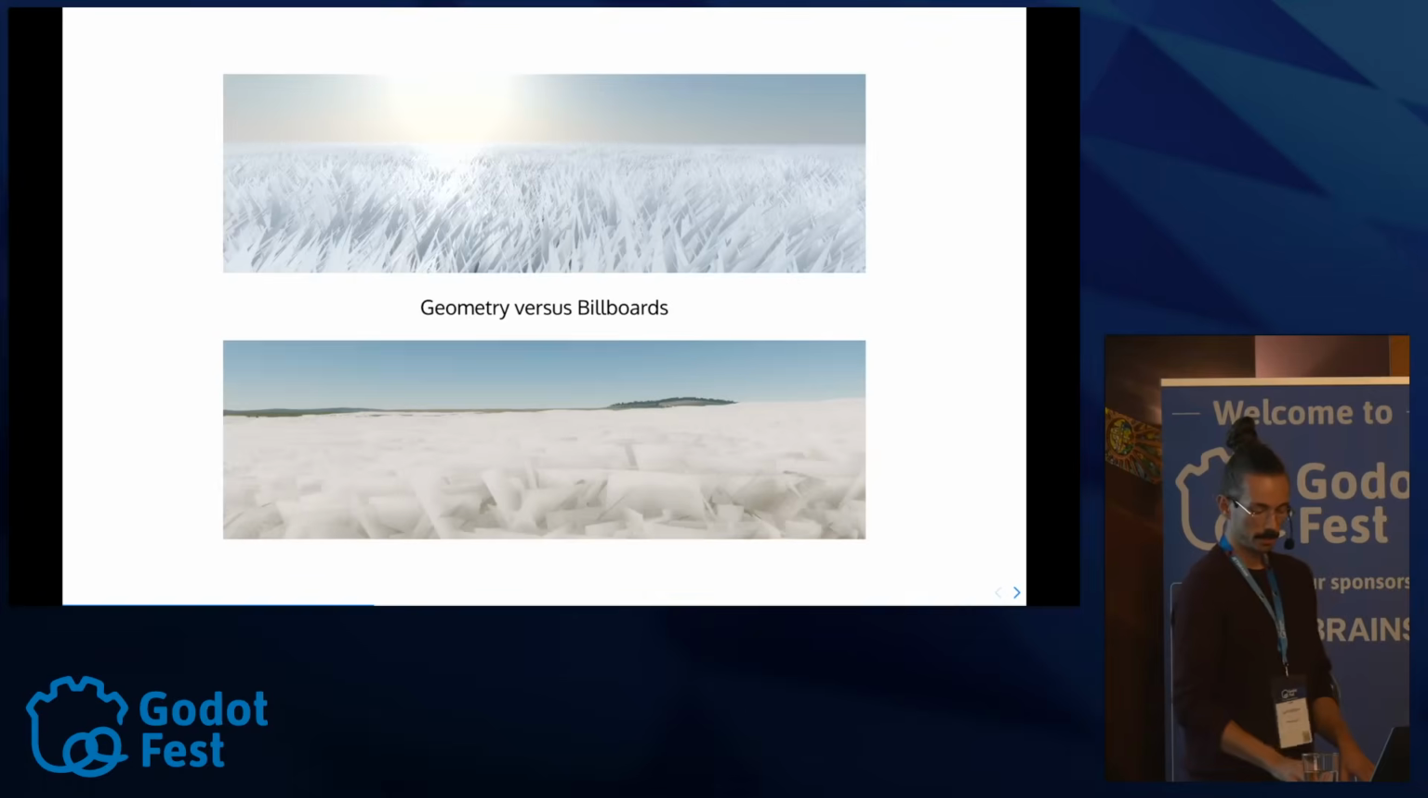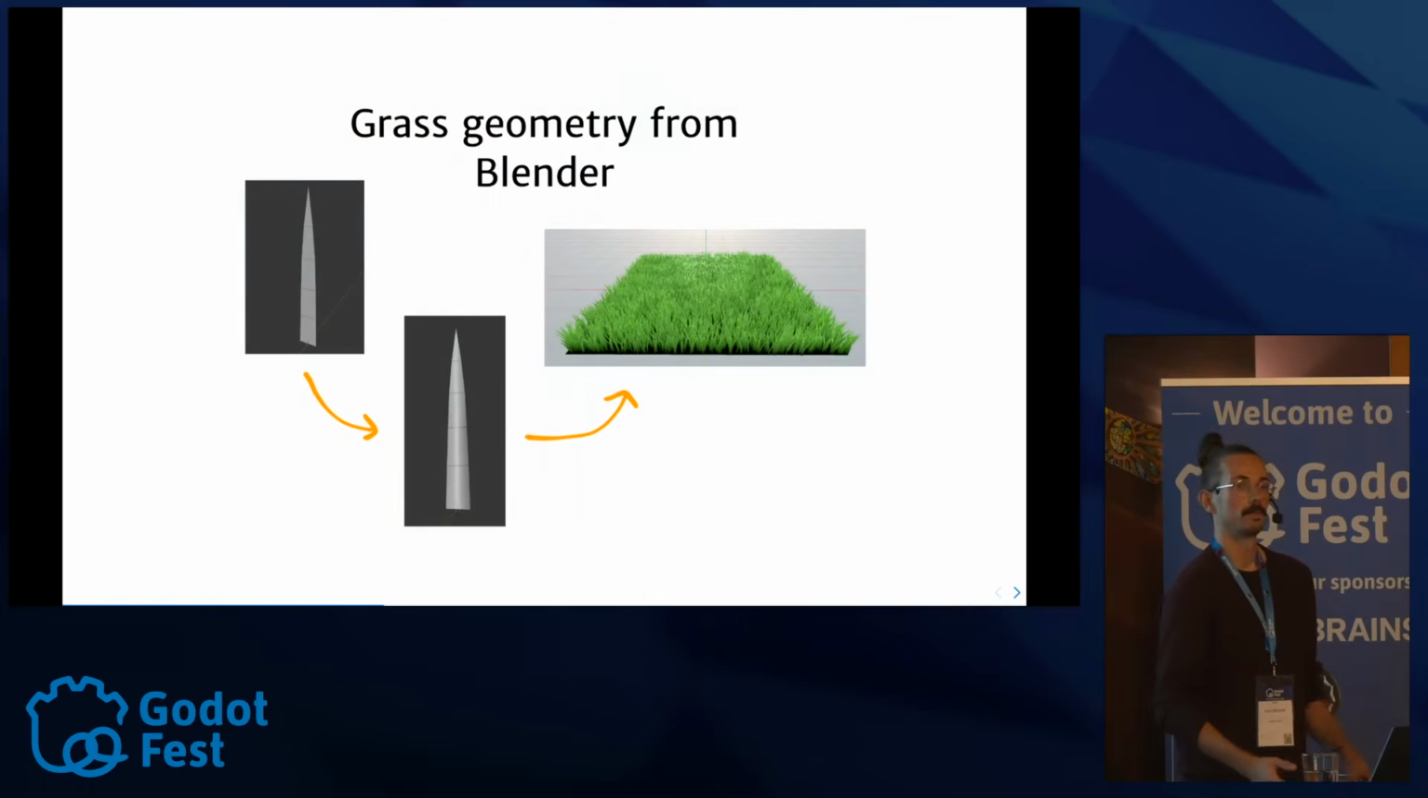If you do geometry-based grass, then just model a grass blade and scatter it in the world. Again, you might want to bend the normals to imply some more shape that it doesn't have. But yeah, it's just a simple blade of grass scattered through the world.